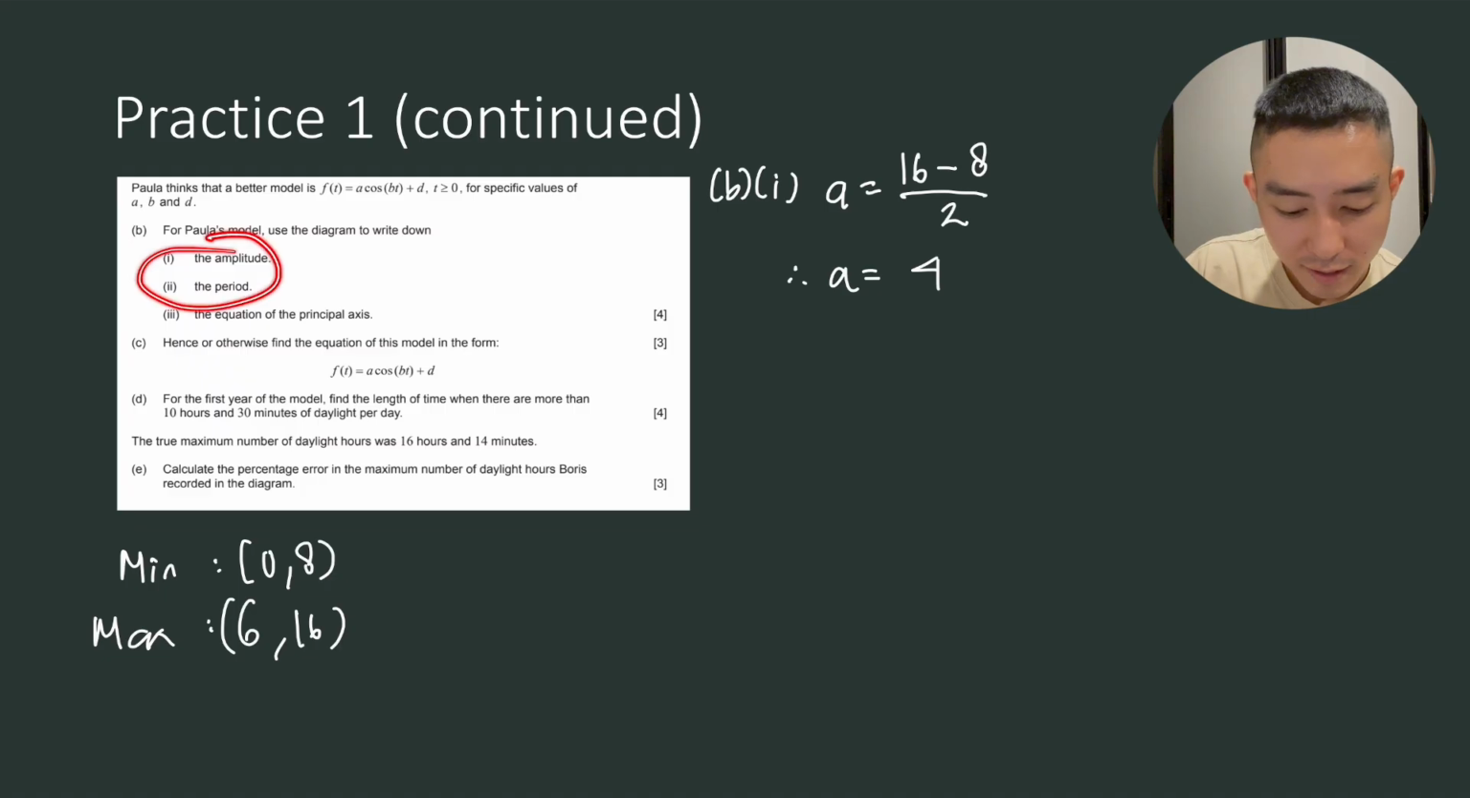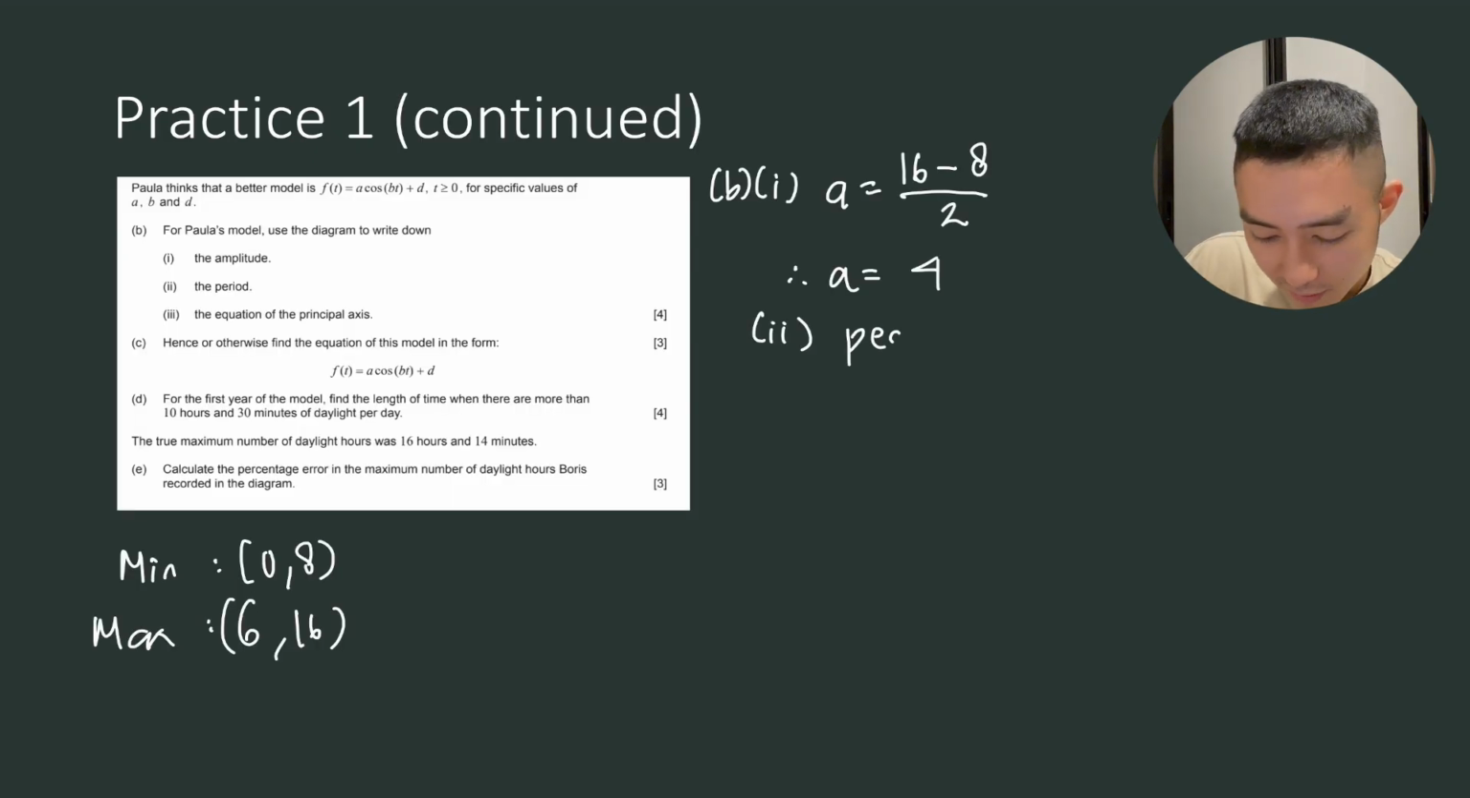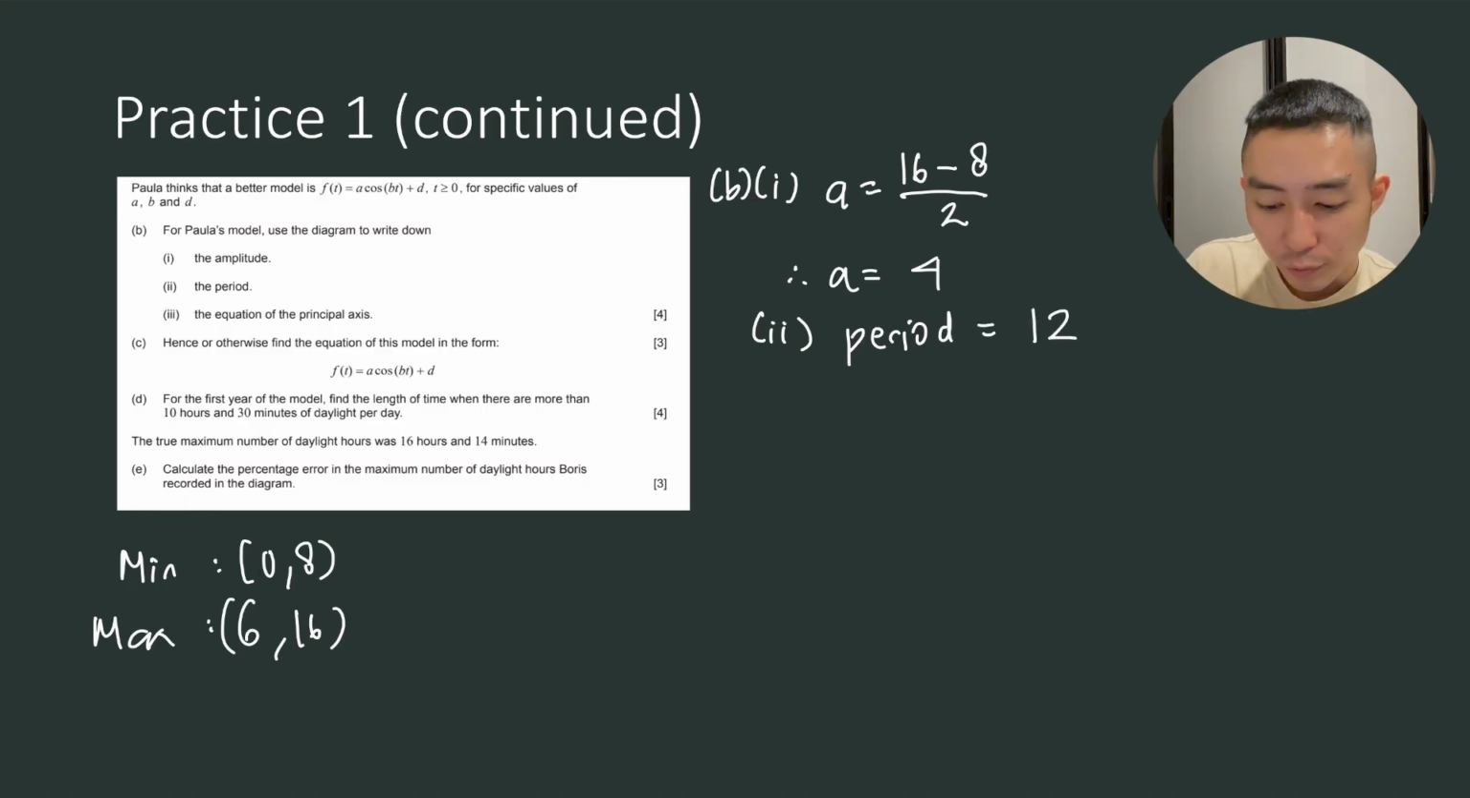Now we need to find the period. So for the period, we can go back to the graph, and it happens from minimum to minimum, in which it is 12 months. Again, this question is asking for the period, not the B value. So we can say that the period is 12. Or the other formula that I told you: we have x max and x minimum, we subtract them, which is 6, and then we multiply with 2, and we get 12.